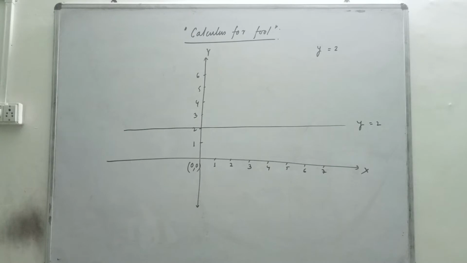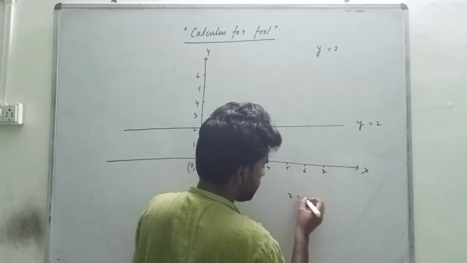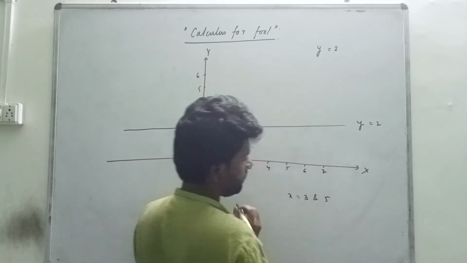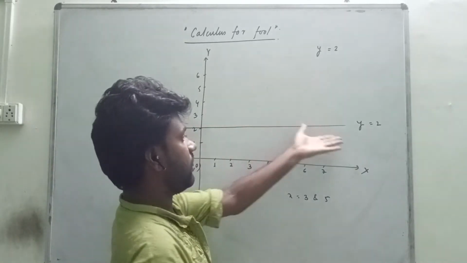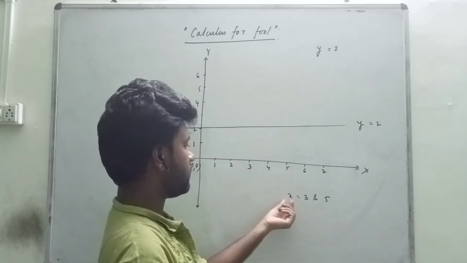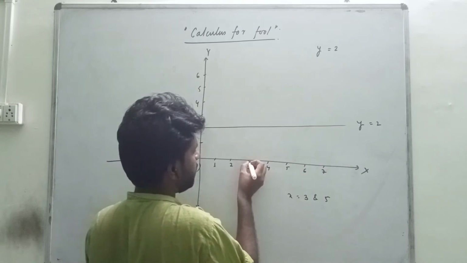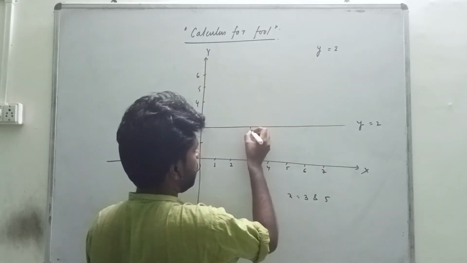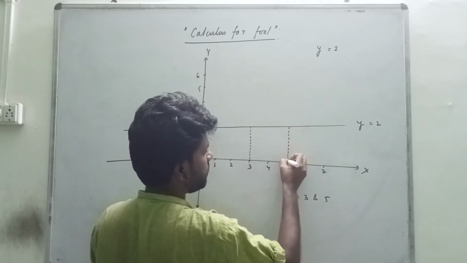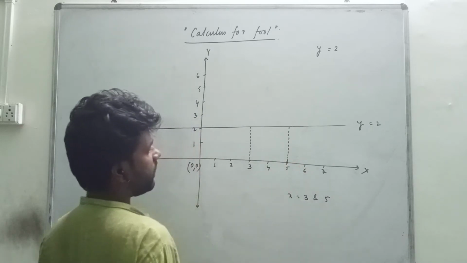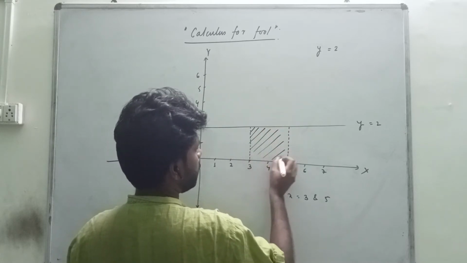Now, if I ask you what is the area in between x equals 3 and 5, what will be the area under the graph in between x equals 3 and 5? It is very simple. Just draw a straight line from 3 on the curve and 5 from the curve. So actually, you want to calculate the area of this chunk, right?